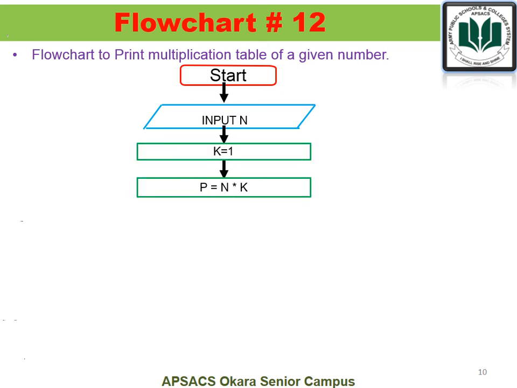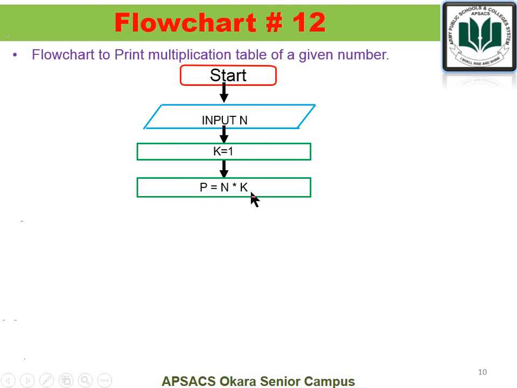So we will be using this formula: P is equal to n times k. P means product, n means number, and k will be 1. The first value of k will be 1. Why have I used 1? Because the table always starts from 1. First, say the table of 5. 5 ones are 5. So we will write 5 here and 1 is here. So 5 ones are 5. So the result will be 5.